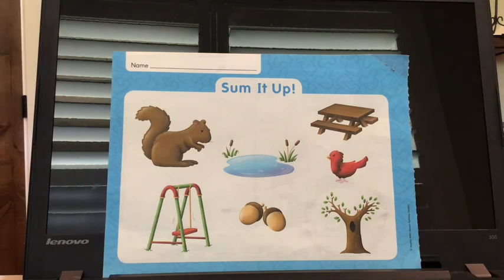Okay, so did you circle the pond, the acorns, and the tree? Good. Remember, all animals need food, water, shelter, air, and they need space to live. And don't forget, we need each other too. All living things need others.